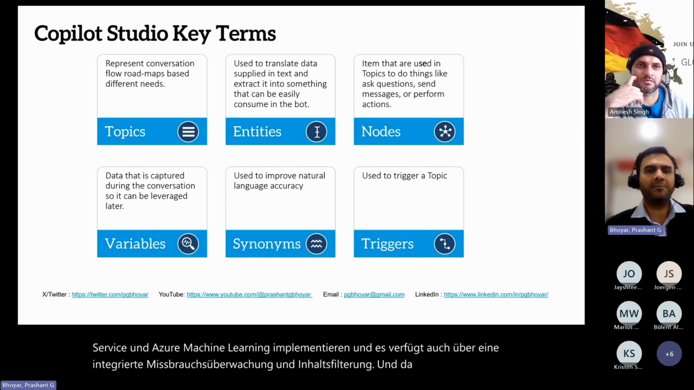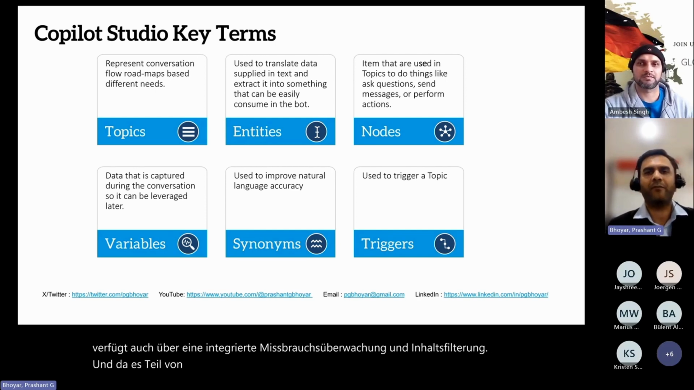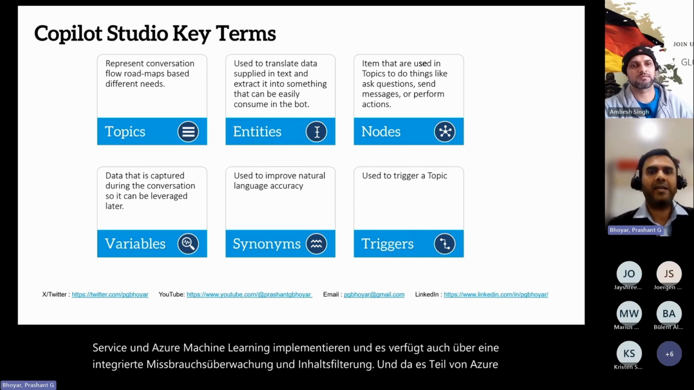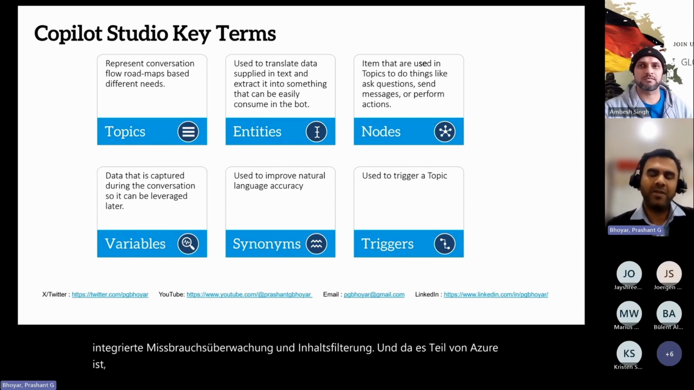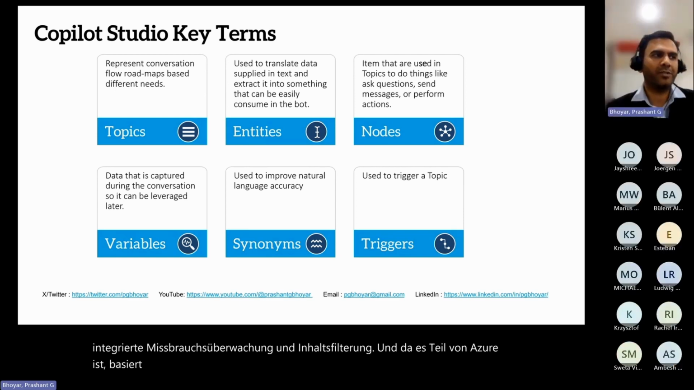So some of the key terms is topics. Topics represent the conversation flow roadmap based on different needs. So you can have topics for HR, topics for IT, and topics for finance. Entities are used to translate data supplied in text and extract it into something that can be easily consumed in a bot. So when it comes to the Copilot, the goal is to mimic human conversation as much as possible. And we as humans have a tendency to provide similar information in multiple formats.